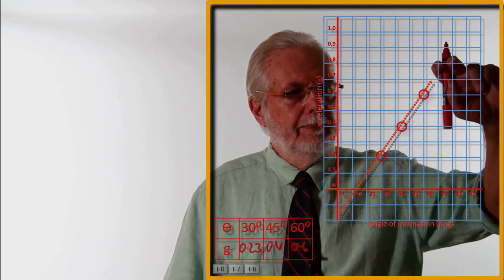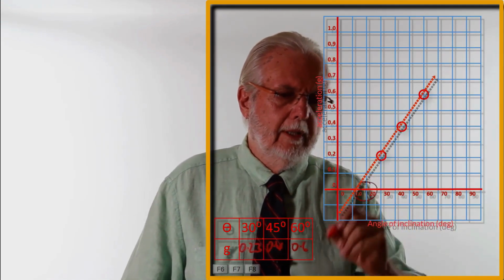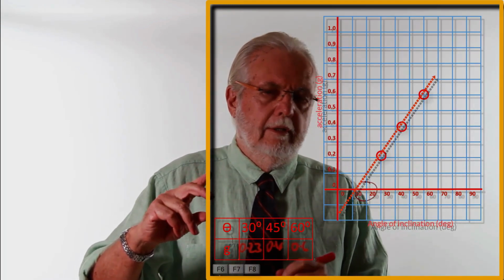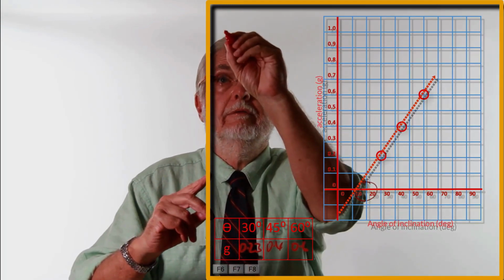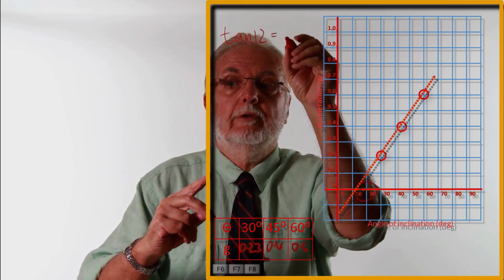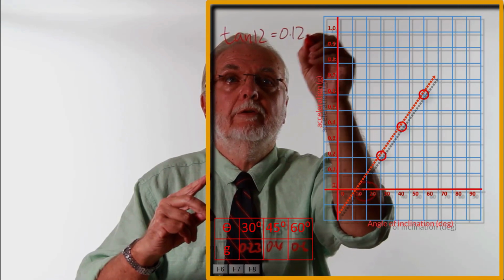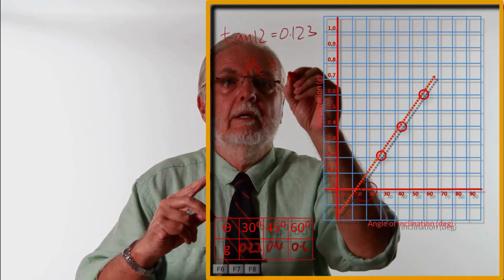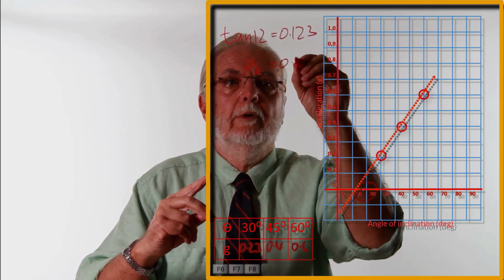We can join those up and we get an intercept here of 10, maybe 12 degrees. So tan of 12 is equal to 0.123, or the coefficient of kinetic friction is equal to 0.123.